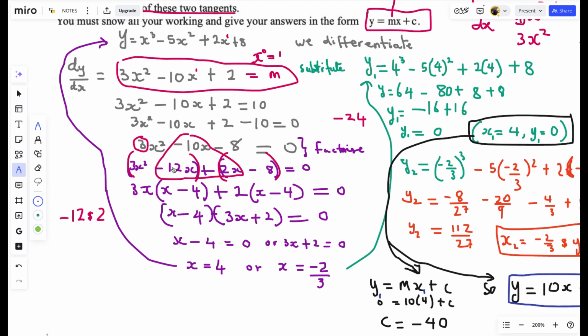So you find what is common between 3x squared minus 12x. What's common? 3 is common, x is common. So you factorize it out. You take 3x out. What remains here? Only x. What remains here? If you say minus 12x divided by 3x, you get negative 4.